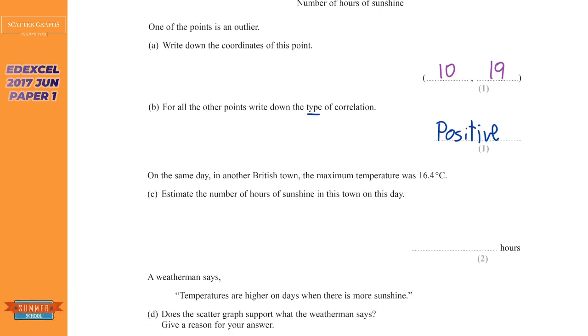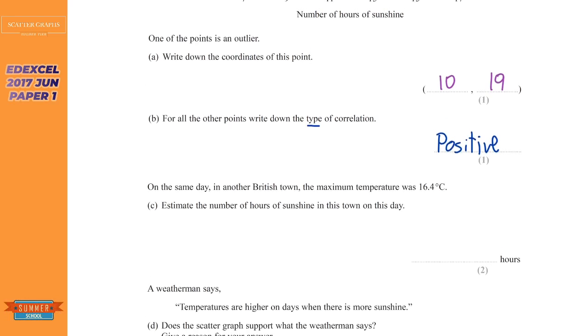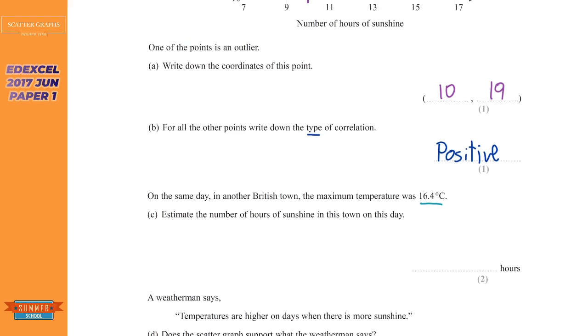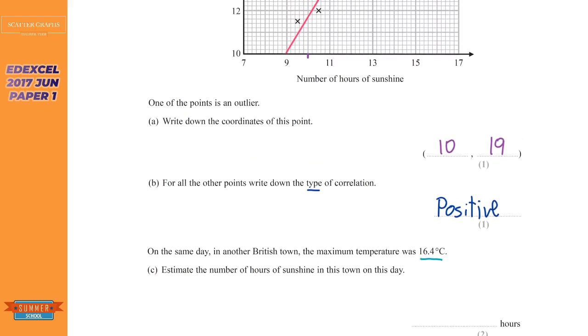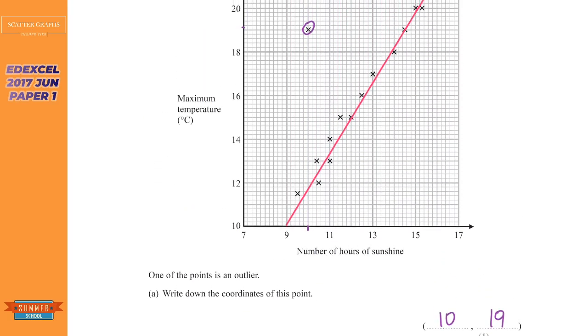On the same day, another British town, maximum temperature of 16.4. Estimate the number of hours of sunshine. So it's given us a value here of 16.4 degrees C, and it's asked us to estimate the number of hours. So all we need to do is draw a line across from 16.4. So looking at the scale, that's 16, that's 17 there, and there's 5 little squares between them, so it's going to go up in 0.2s. So when it says 16.4, we want, and this is quite difficult for me to do, but I'm going to try my best. There we are.